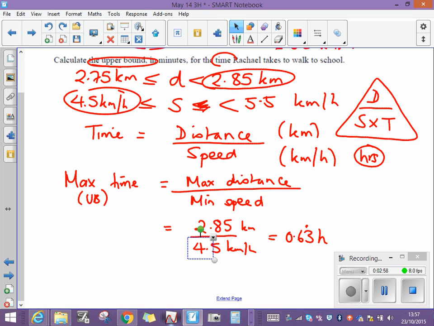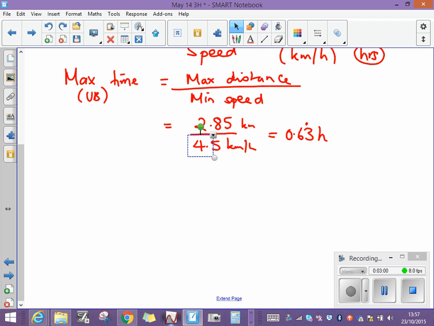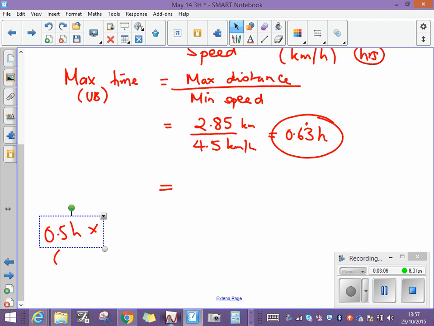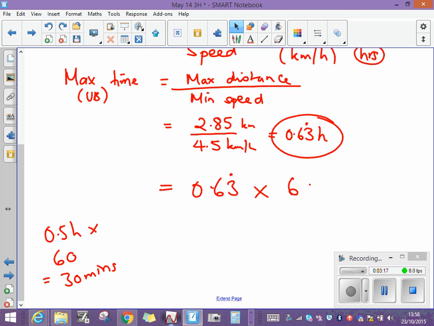Now if we want to make that into minutes, we need to take the time in hours. So let's say, for example, you had 0.5 hours, you would multiply by 60 to get 30 minutes. So half an hour is 30 minutes. In this case, we're going to do 0.63 recurring, so you've got that from your calculator, multiplied by 60, which is going to give you minutes, and if we work that out, it comes out as 38 minutes.